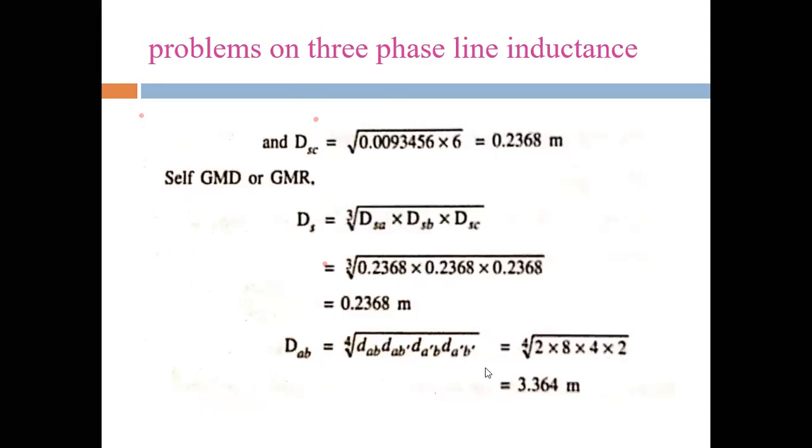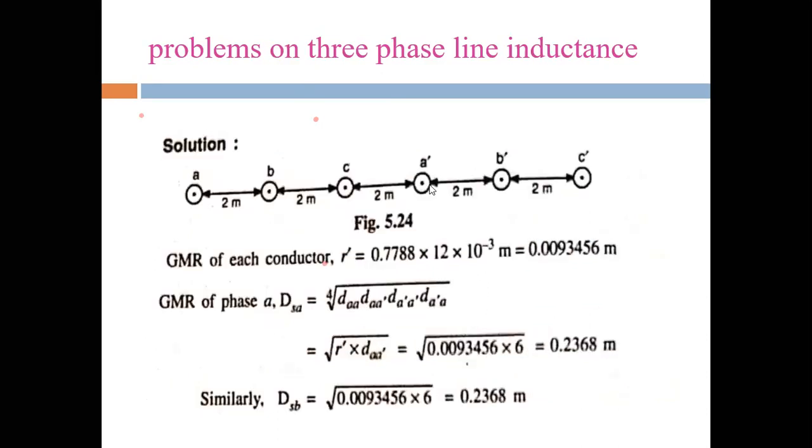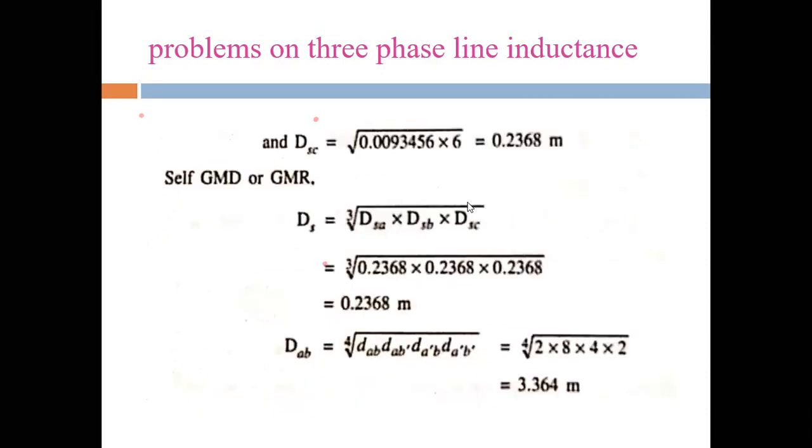Next, A dash to B dash. What is the distance between A dash to B dash? That is equal to 2 meters. So the result is equal to 3.364 meters.